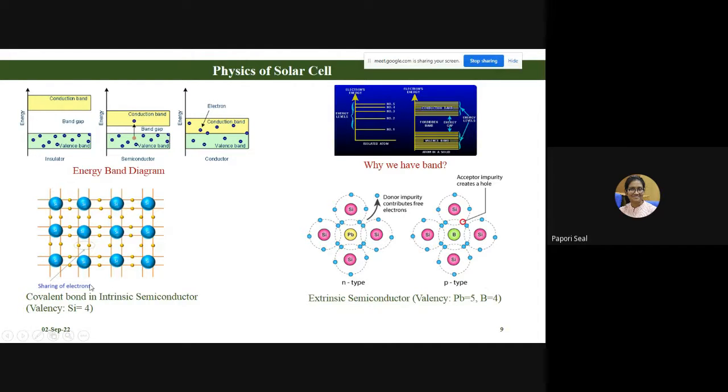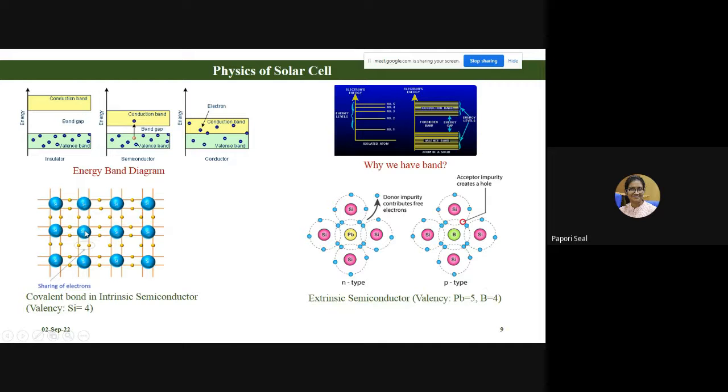Now, silicon and germanium both have valency 4. That means in the outermost shell, or outermost orbital, they have 4 electrons. Now, if valency is 4, but according to the octet rule, for an atom to become stable, we need 8 electrons. Now, what will this silicon atom do? They will share their electrons with nearby silicon atoms, form covalent bonds and become stable by having 8.